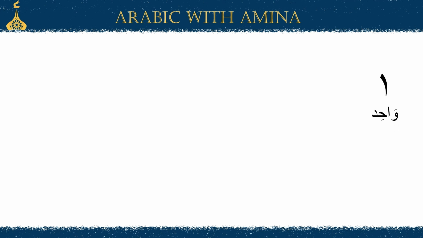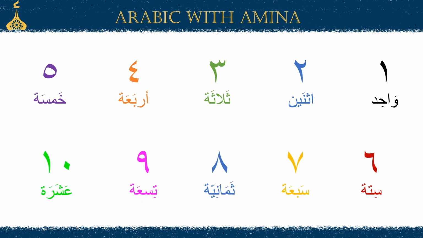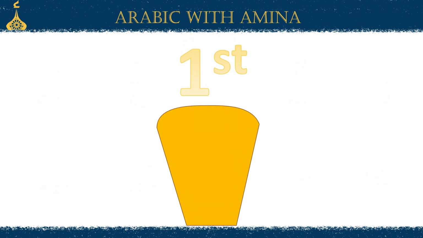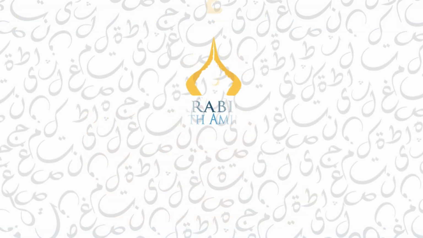You mastered counting in Arabic. واحد, اثنين, ثلاثة. Great. But what about expressing order? Like saying first, second, and third. Or even 20th, 95th, and such. Welcome to Arabic with Amina.